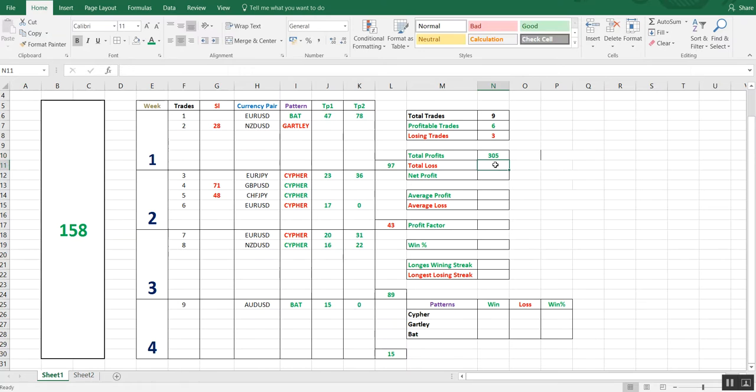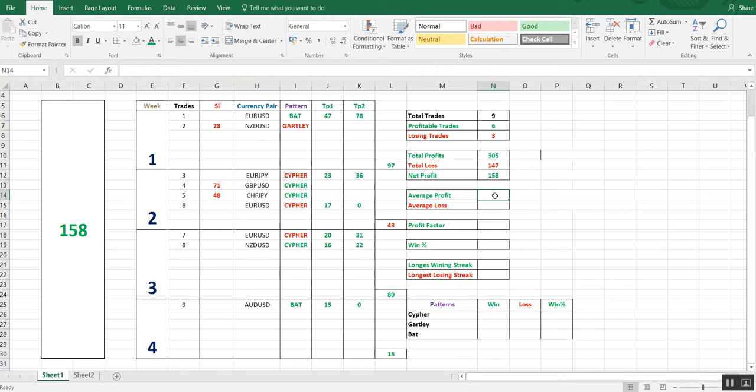Yep, that's it. So total profits, 305 pips from all the winning positions. Total loss, let's do it again. 147 pips. So the net profit is going to be the total profit minus the total loss. So the net profit is going to be 158. As you can see, this is at 158 right here. So at least we're doing something right.